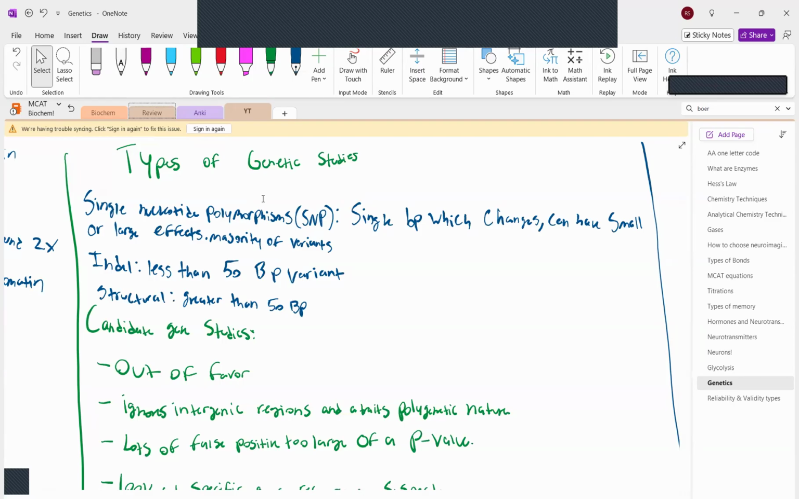So you have single nucleotide polymorphisms, also called SNPs, which is when a single base pair change can have small or large effects. These are the majority of variants inside your body. So when I was talking about that 0.3% difference, most of them are SNPs. They're oftentimes not in genes; a lot of the times they're in intergenic regions.